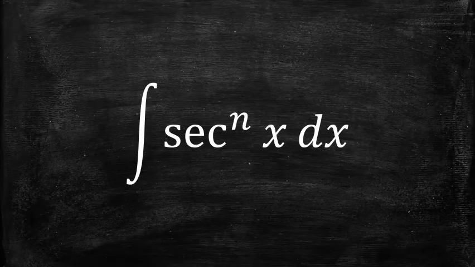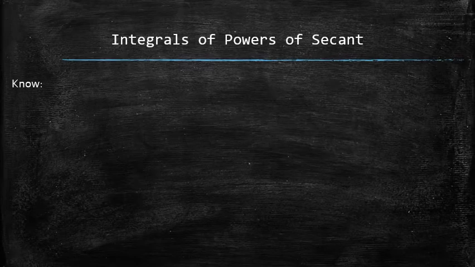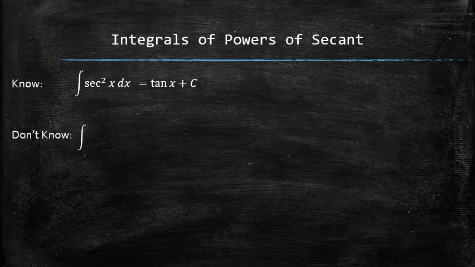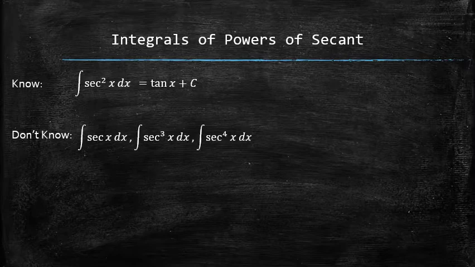Next, we will discuss how to integrate the powers of secant. From the basic rules of differentiation, we know the general antiderivative of secant squared, which is the tangent of x. But there are no basic rules of differentiation and integration that would provide us with the formulas for integrating other powers of secant, including just the secant of x. So the goal is to fill in this gap and develop the methods for integrating such functions.